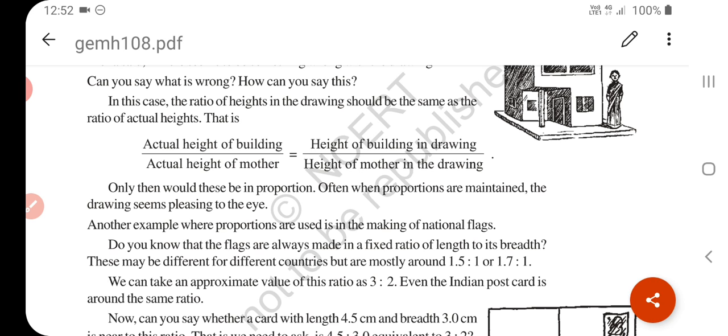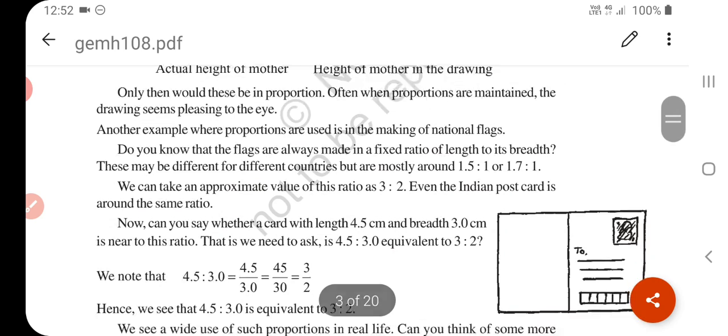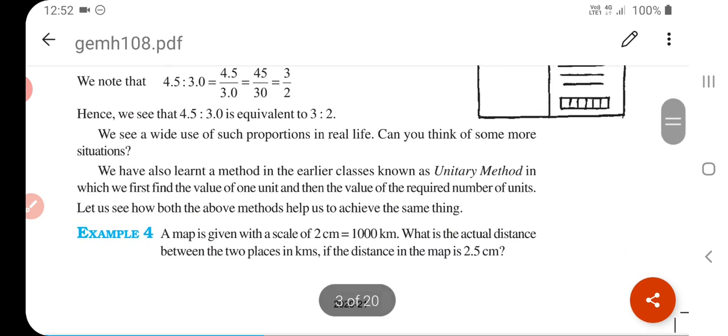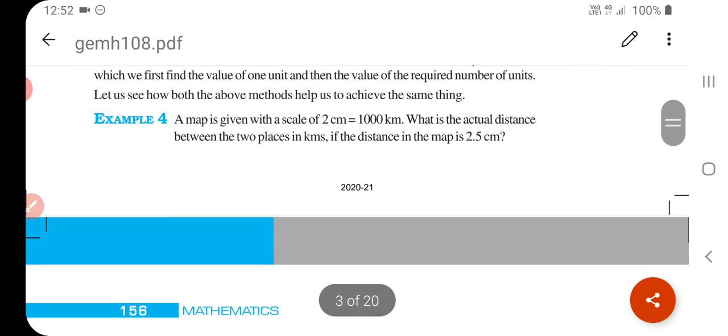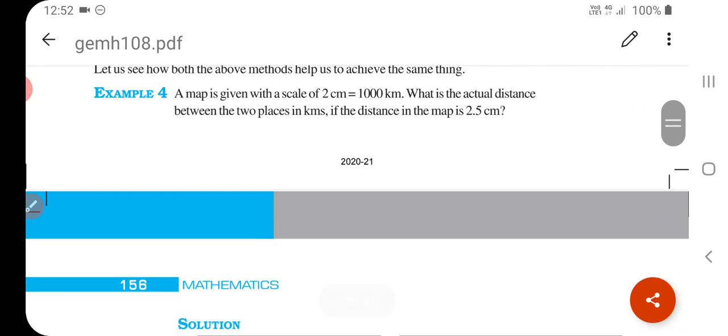Another example where proportions are used is in the making of the national flag. हम इसमें भी यूज़ कर सकते हैं. Okay, so let's see example number 4 and see how two numbers are in proportion. Okay, a map is given with a scale of 2 centimeter equal to 100 kilometer. What is the actual distance between the two places in kilometers, if the distance on the map is 2.5 centimeter?